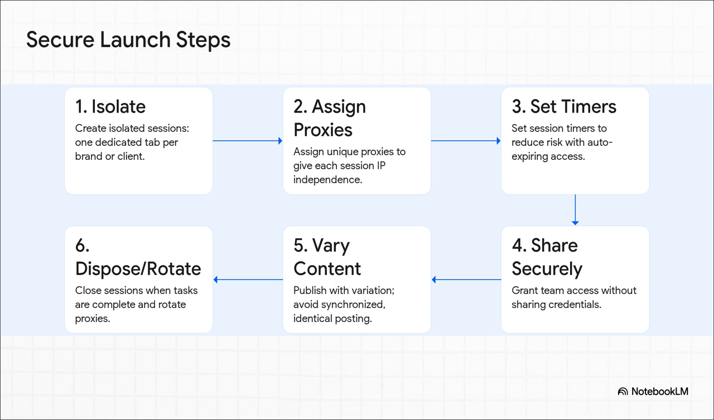Step 2. Assign proxies. Give each of those tabs its own unique IP address so they all look completely independent. Steps 3 and 4 are all about team security. Set timers so access expires when a task is done, and share the live session with your team, never ever the password. Step 5 is so important. Vary your posting. If you post the exact same thing to 10 accounts at the exact same time, you're basically holding up a giant sign that says, "I'm a bot."